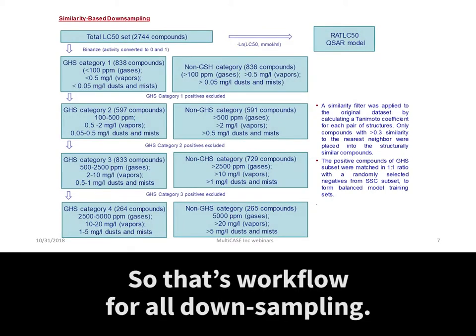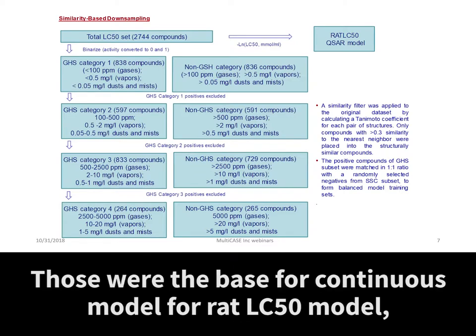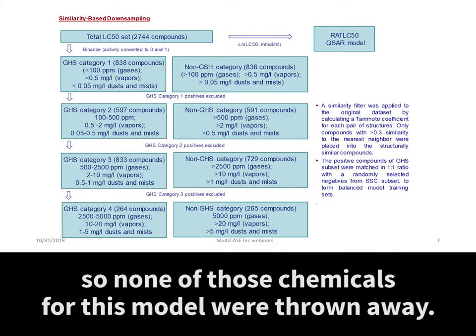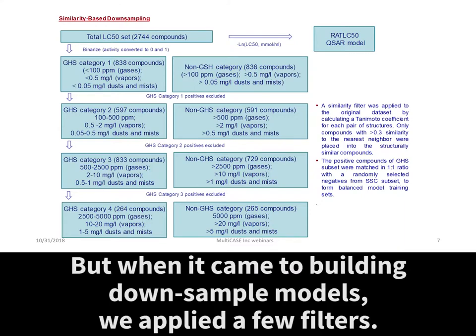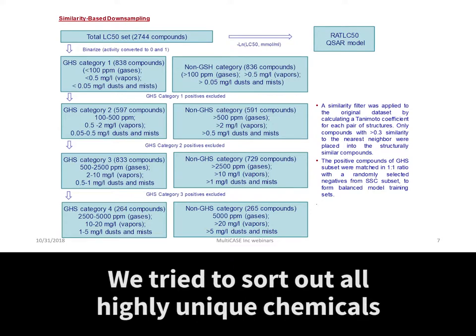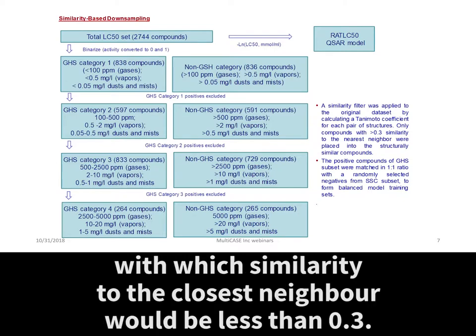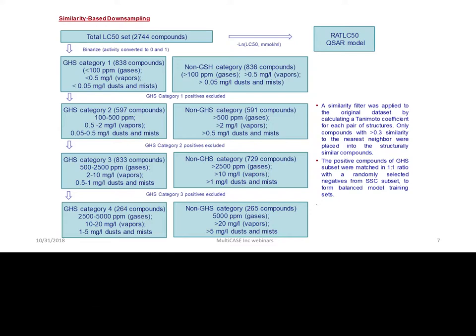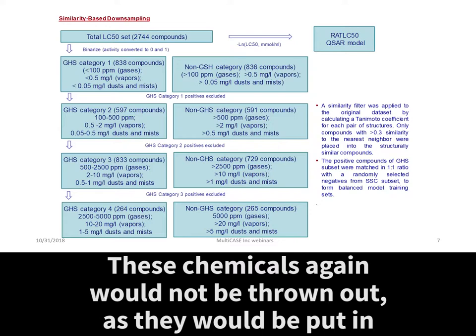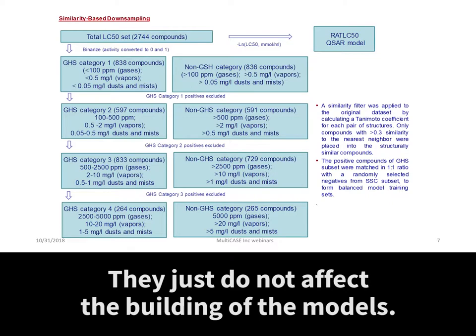So that's the workflow for our downsampling. We had the original set, 2,744 compounds. Those were the base for a continuous model for our LC50 model. So none of those chemicals for this model were thrown away. But when it came to building downsample models, we applied a few filters. The most important filter was the similarity filter. We tried to sort out all highly unique chemicals which do not have any similarity even to the closest neighbor, where the similarity to the closest neighbor would be less than 0.3. These chemicals, again, would not be thrown out. They would be put in the supporting database. So their functionalities are still preserved. They just do not affect the building of the models.